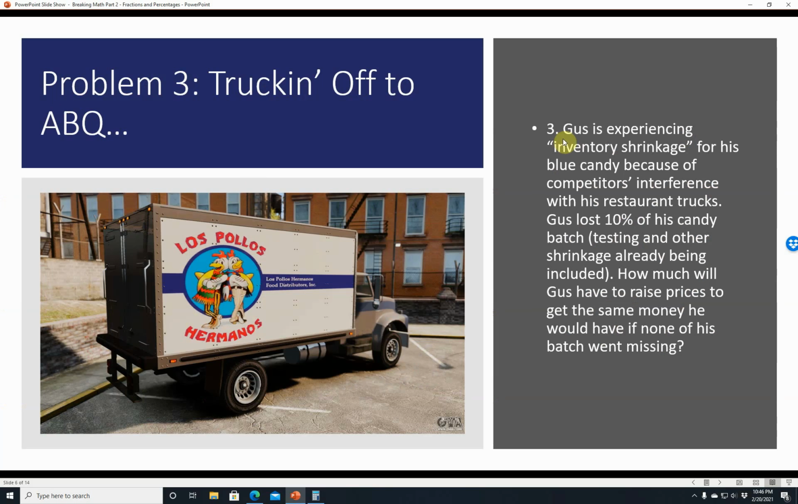Number 3, Gus is experiencing, in quotes, inventory shrinkage for his blue candy because of competitors' interference with his restaurant trucks. Gus lost 10% of his candy batch, that is testing and other shrinkage already being included, so we're not going to deal with the testing and other 5 pounds per batch that we dealt with in the other problem. We're just going to say he lost 10% of his candy batch total because of these new shrinkage problems. So how much will Gus have to raise prices to get the same money he would have if none of his batch went missing?